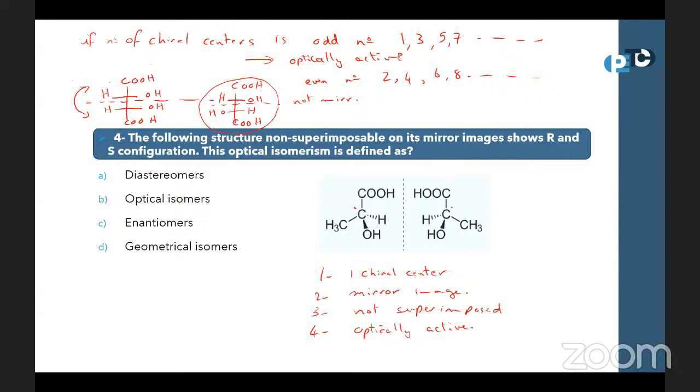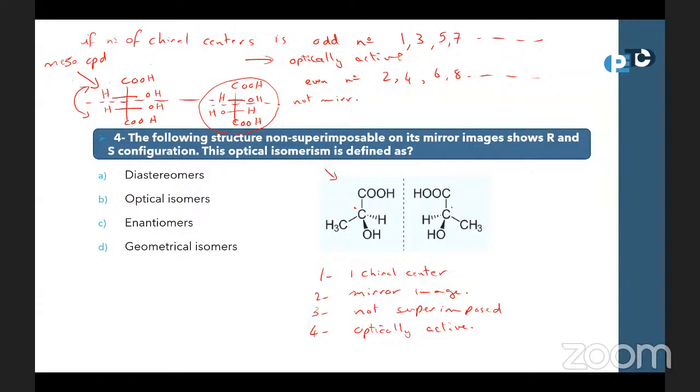What do we call this isomer? It is a meso compound. The meso compound is an optically inactive compound. This is how we can know whether an isomer is optically active or not.